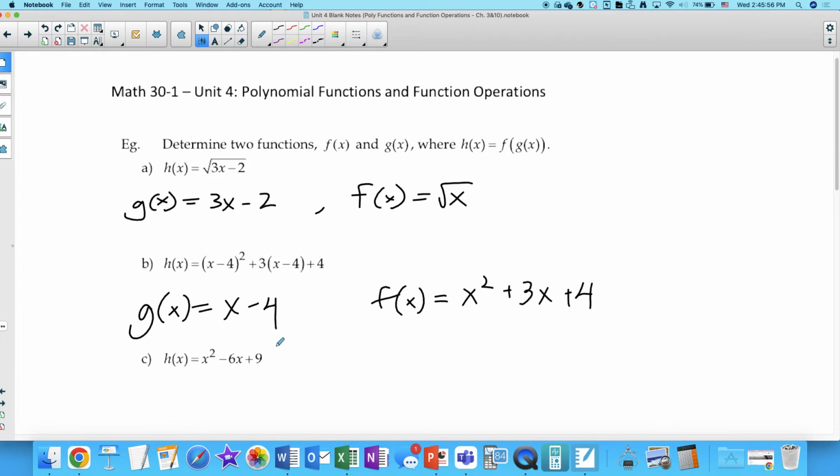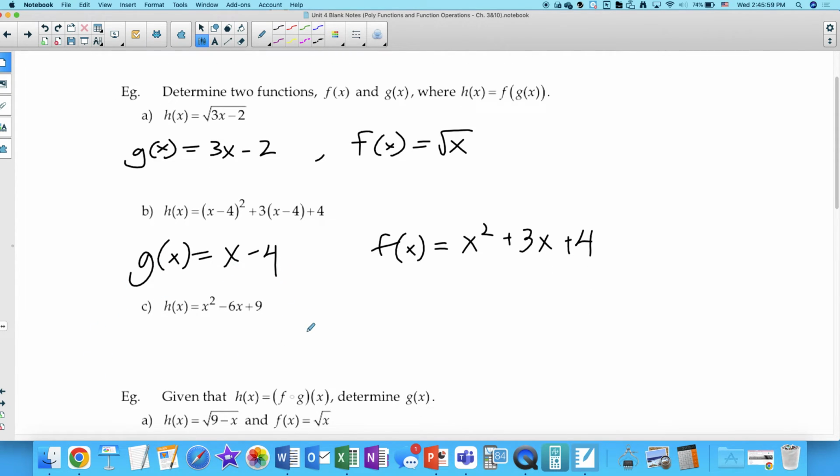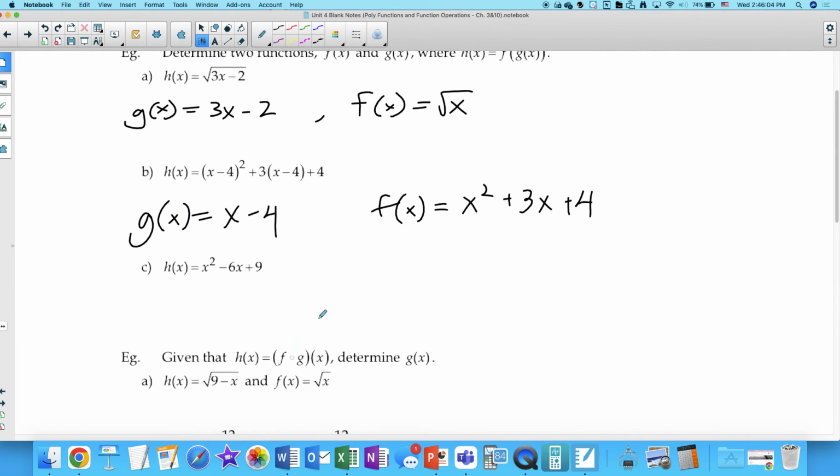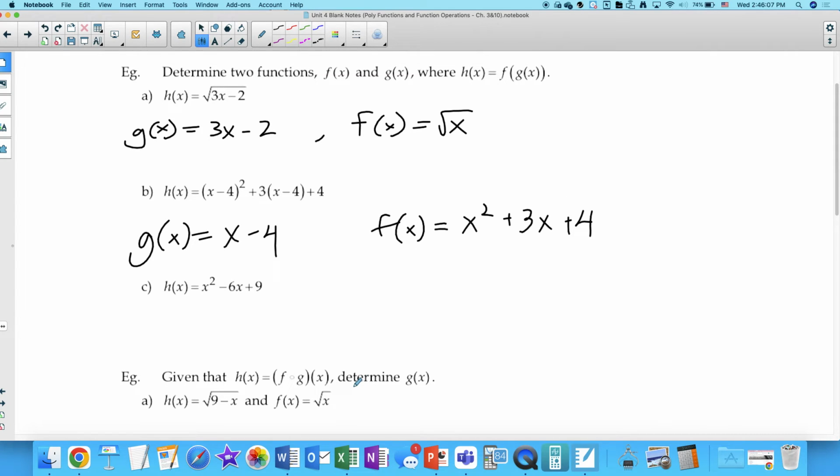Now this one may be a little tricky to see unless you do something else first. Factor it, right? Because this is actually x minus 3 times x minus 3. It's a perfect square trinomial. So when it's written this way, it's probably easier to see what the inner function is and what the outer function is. Yeah, x minus 3 is the inner function. And what about the outer one? x squared. Yeah.